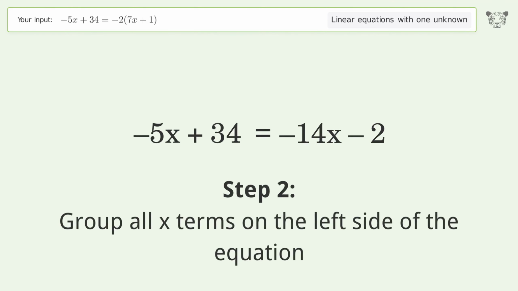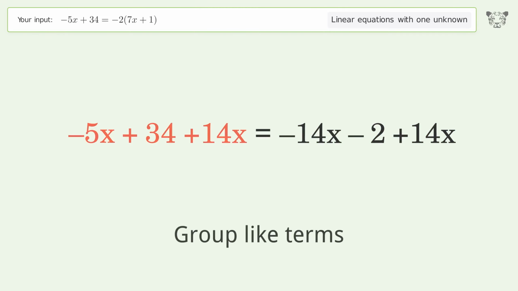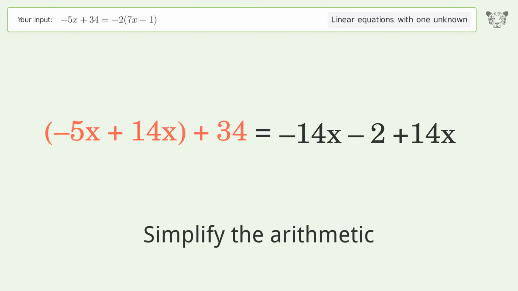Group all x terms on the left side of the equation. Add 14x to both sides. Group like terms. Simplify the arithmetic.